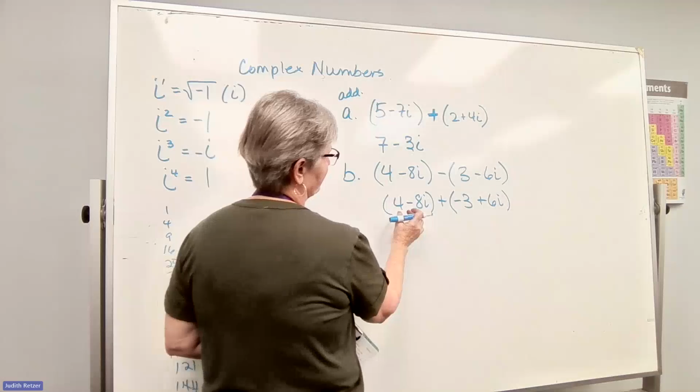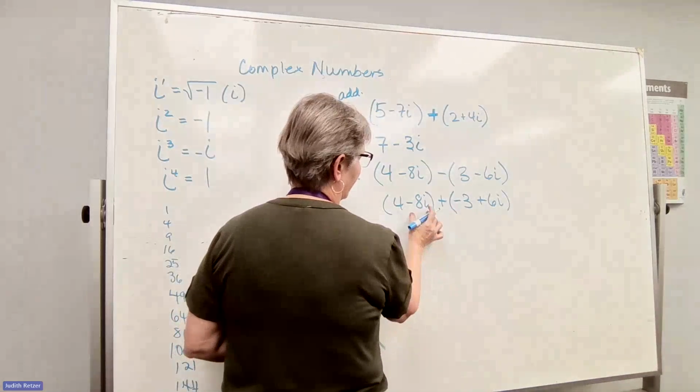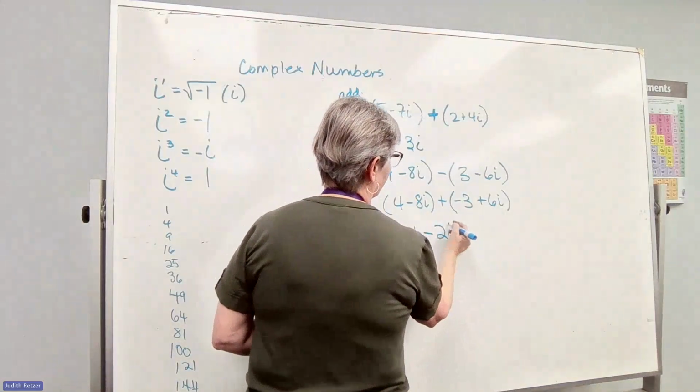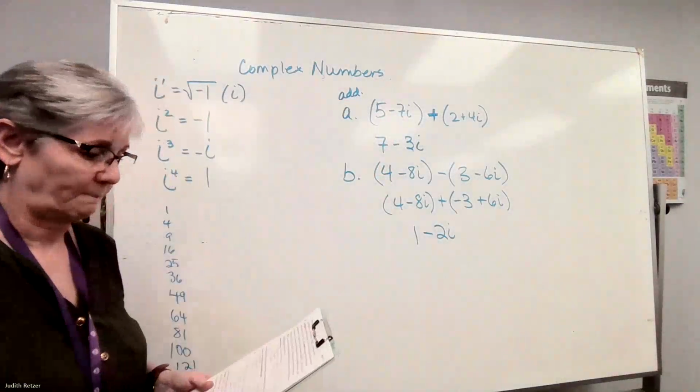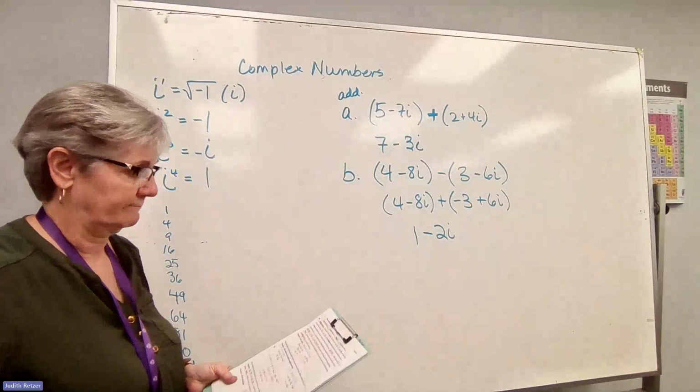So that I can immediately see I have a 4 - 3, that's a 1. And a -8 + 6, that's a -2i. A lot simpler than I was thinking.